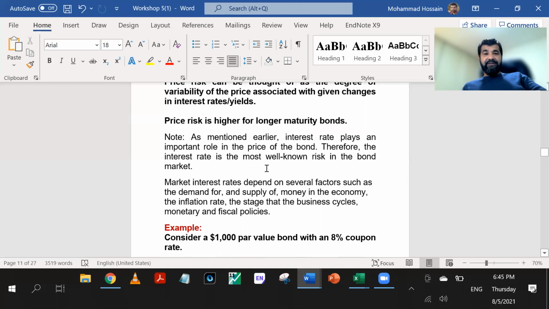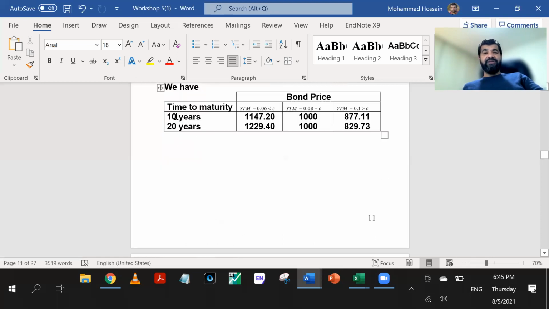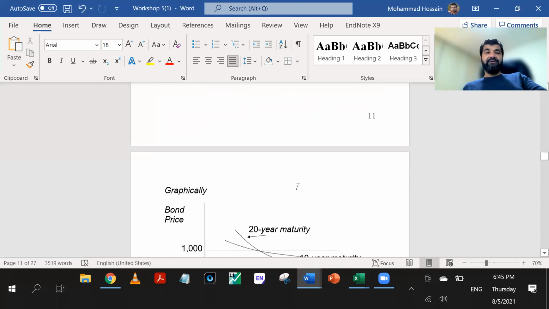All right, so let's go on to the next. Consider a $1,000 par value bond with an 8% coupon rate. So here is your bond price. YTM is 6% here, YTM here is 8%, YTM here is 10%. So we have time to maturity of 10 years and time to maturity of 20 years. The bond prices are given in here.